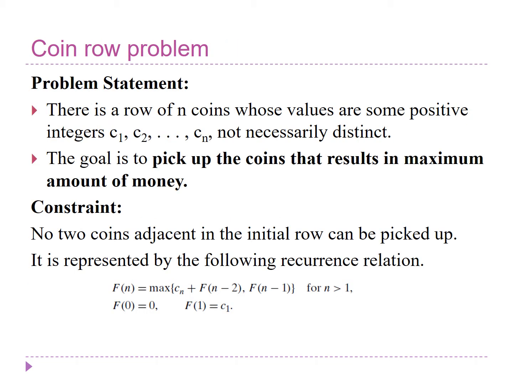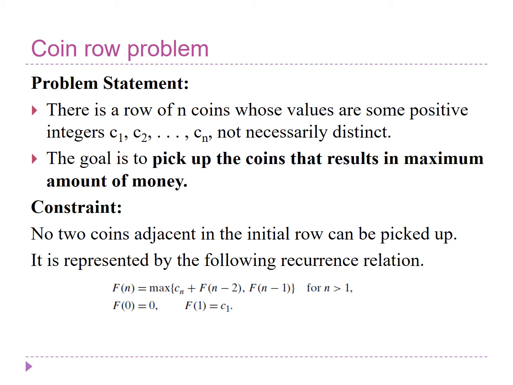The coin-row problem. The problem statement says that there is a row of n coins whose values are some positive integers c suffix 1, c suffix 2 to c suffix n, which may not necessarily be distinct. The goal of the problem is to pick up the coins that result in the maximum amount of money. The coin-row problem has a constraint, that is, no 2 coins adjacent in the initial row can be picked up.